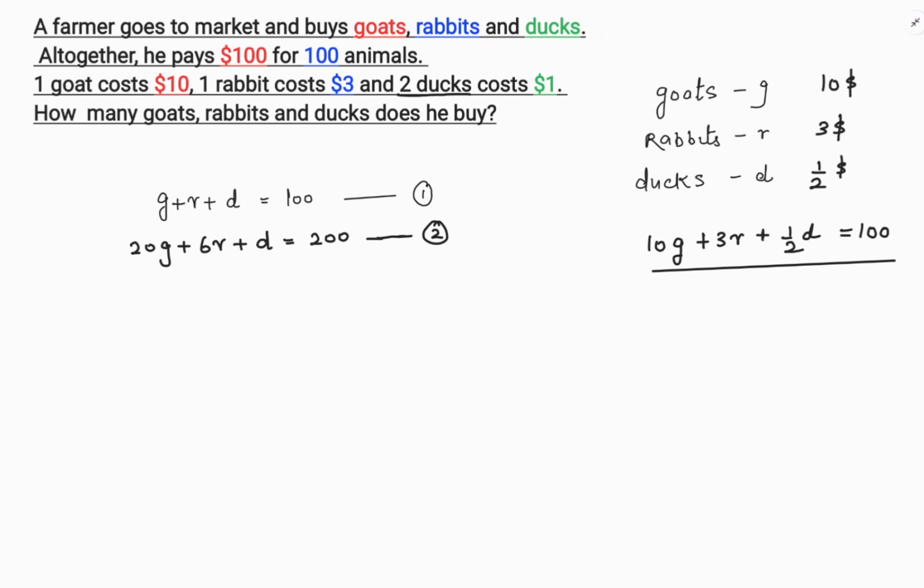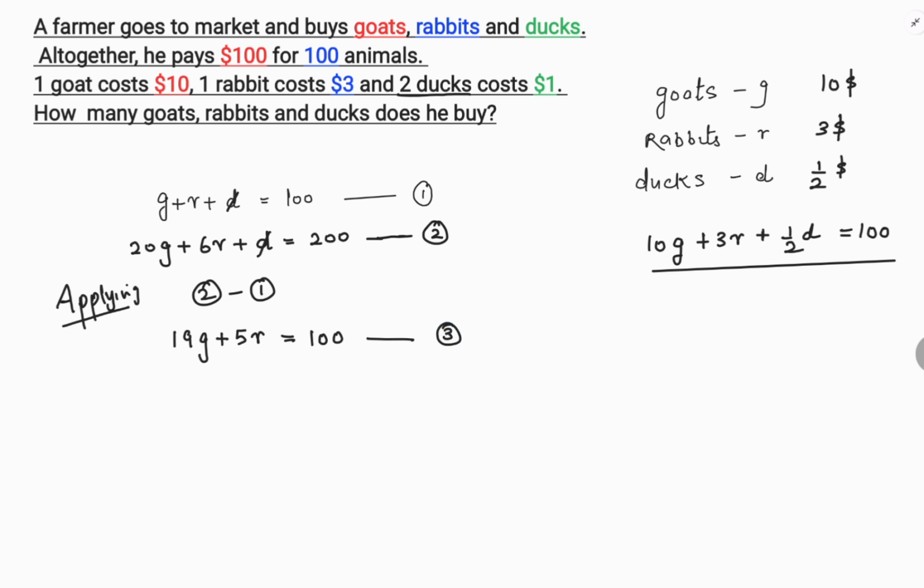Now if I subtract equation number 1 from 2, that is 2 minus 1, I will write applying 2 minus 1. What will I get? 20G minus G is equal to 19G, right? 6R minus R will be equal to 5R, and D will cancel out. And on the right hand side, 200 minus 100 is equal to 100. Now we have this equation. We can say this is third equation, right?